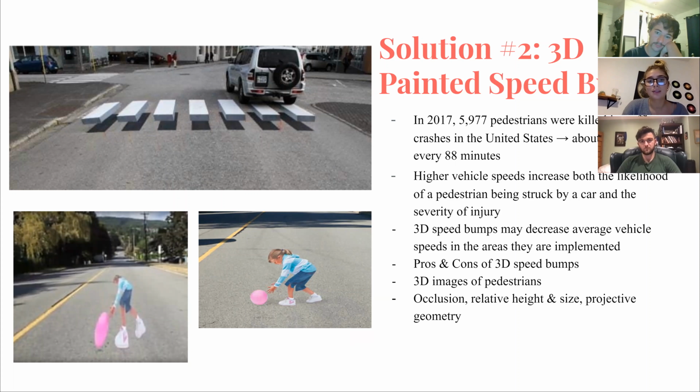From these accidents, it's been found that higher vehicle speeds increase both the likelihood of a pedestrian being struck by a car and the severity of injury. Therefore, a great step to take in order to decrease these numbers and better protect pedestrian safety is to do what we can to prevent speeding from occurring. 3D painted speed bumps have been proposed as a way to do so, as they greatly subvert the driver's expectation, causing them to examine their surroundings more closely and consequently slow down.